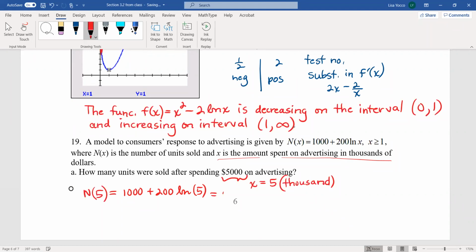I get 1321.89. Okay. Actually, how many units were sold? That's not in dollars. And probably round that to the nearest unit. So let's say 1,322 units.